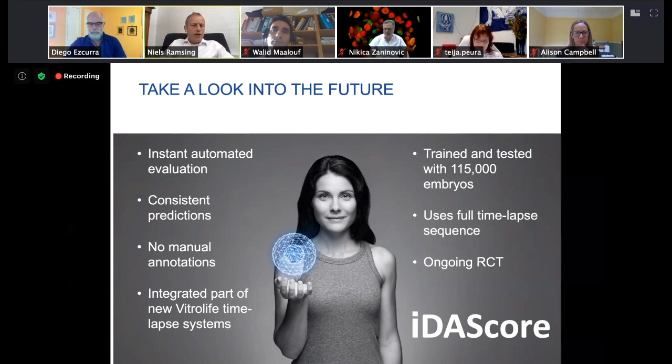And at the moment, we are in ongoing RCTs to validate this method before we bring it to the market, but it will be on the market early next year. And we call it IDA score, and I cannot wait to show you the data on this particular thing, but at the moment, it's still under embargo at Vitrolife.